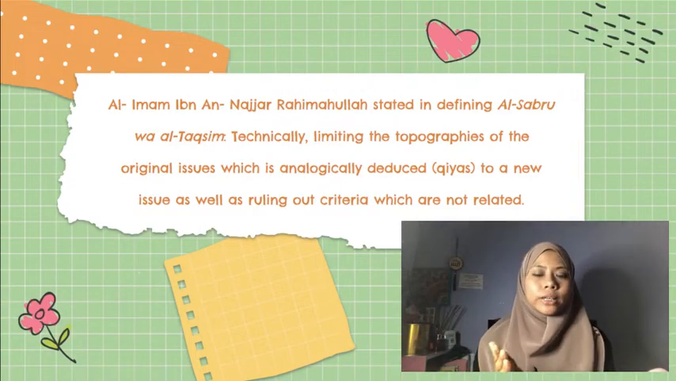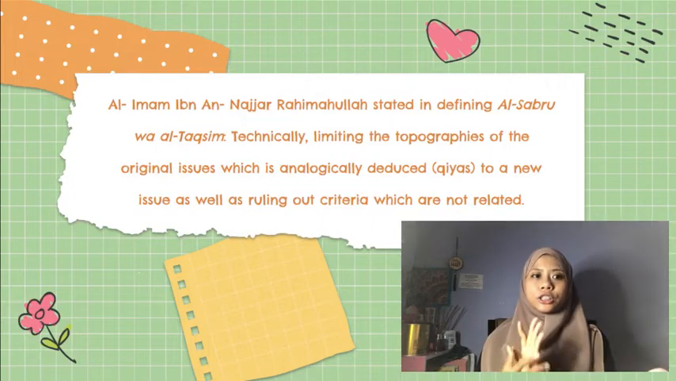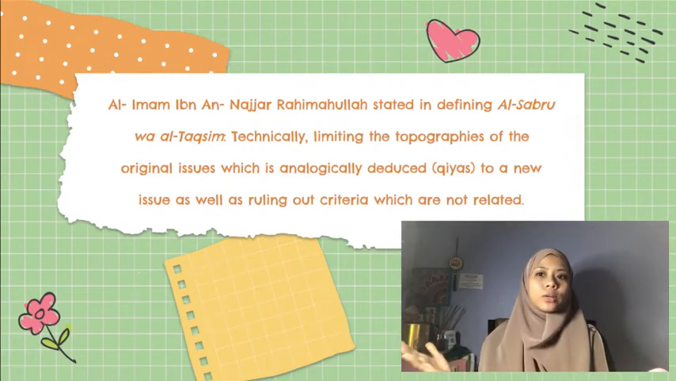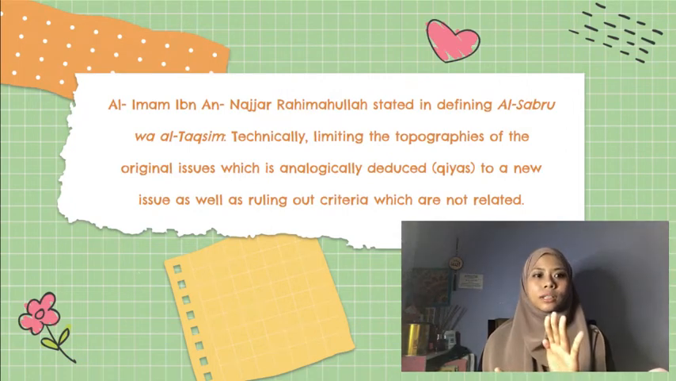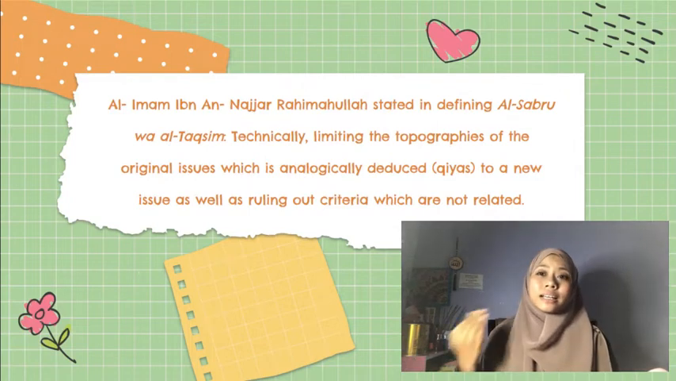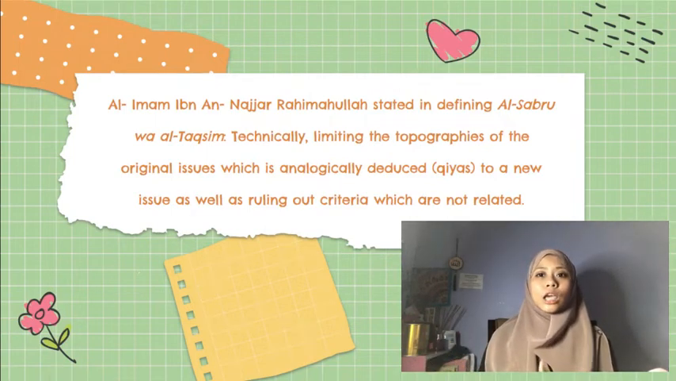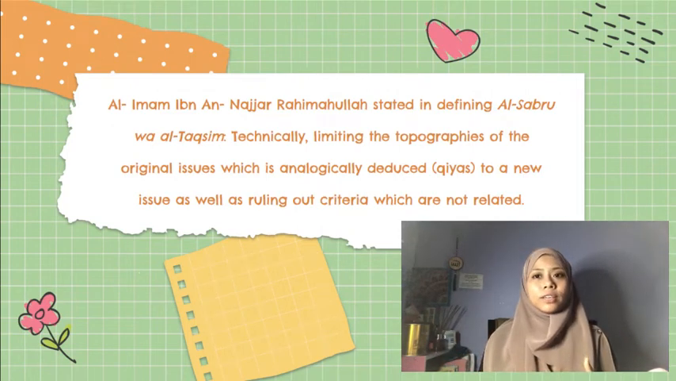Al-Imam Ibn An-Najjar rahimahullah stated, in defining as-sabr wa taqsim, technically limiting the topographies of the original issues, which is analogically deduct, yani qiyas, to a new issue, as well as ruling out criteria which are not related. In other words, as-sabru wa taqsim means a mujtahid rules out some criteria he found unrelated or unfit to be the illah for a particular ruling. Then, he does an observation, test, as well as research to withdraw some criteria which he feels unfit to remain.